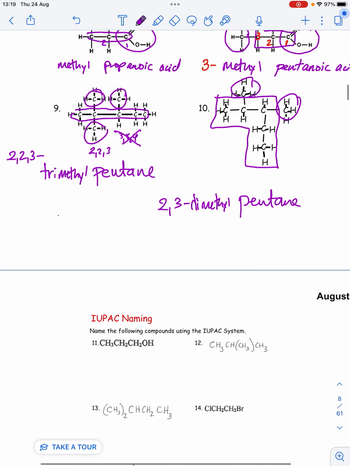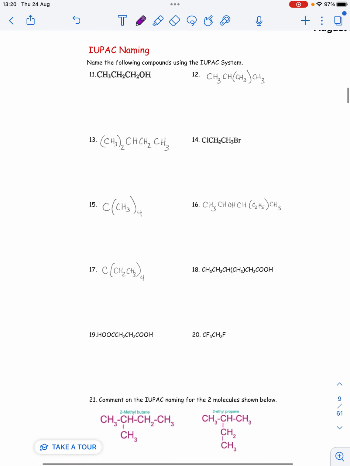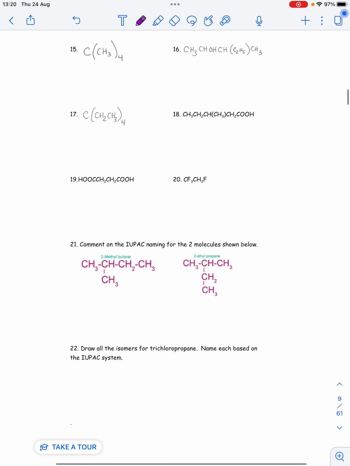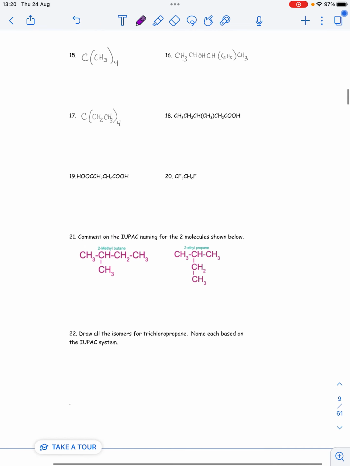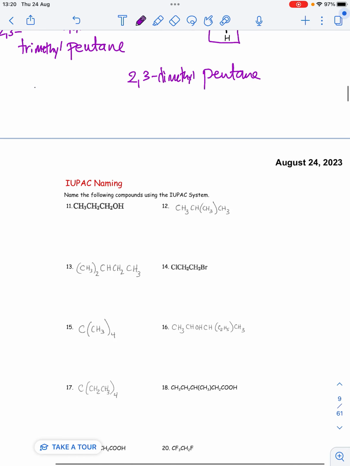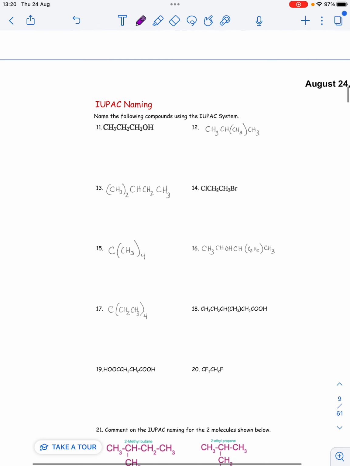So I'm going to end the solution video here. There are some other ones on this page for further practice, and in fact, practice with isomers. So I'm going to post the answers to those, and you can check your work on that page as well.